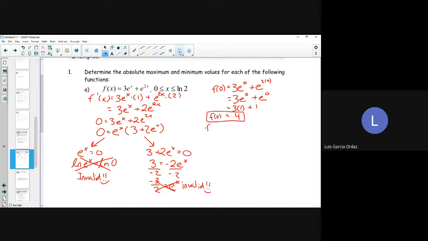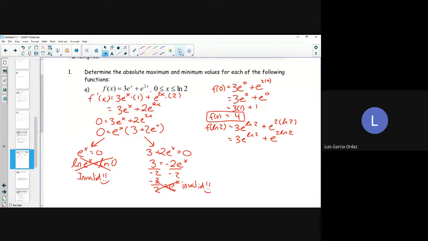So for f at ln 2, I get 3 times e to the power of ln of 2 plus e times 2 to the power of 2 times ln 2. So I get 3e to the ln 2 plus e to the power of 2 ln 2.